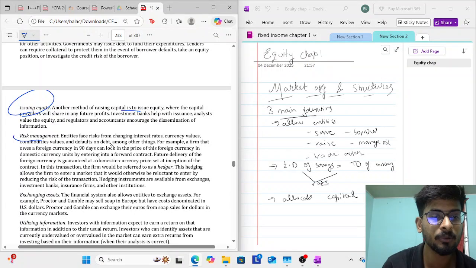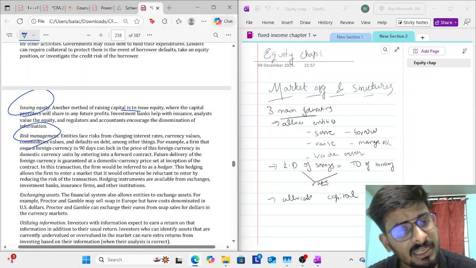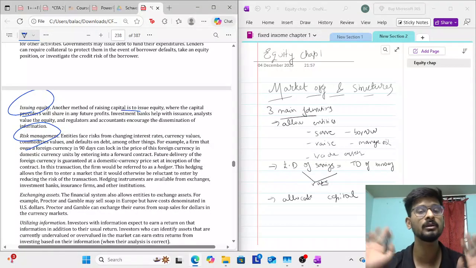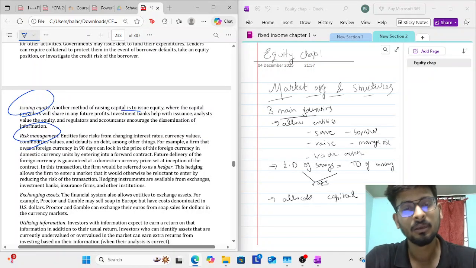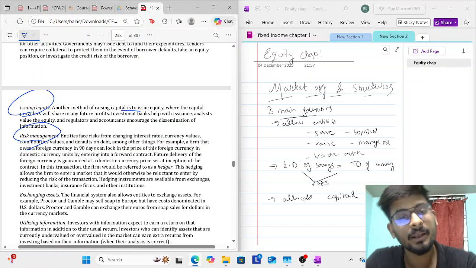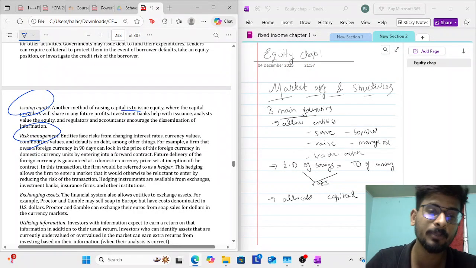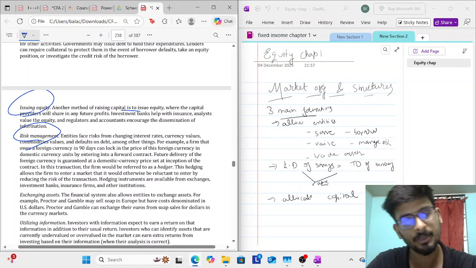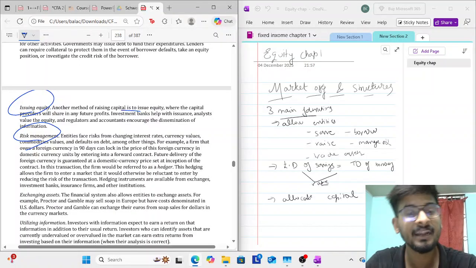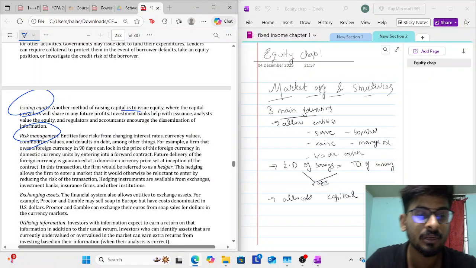So now the other portion is risk management. Entities face risk from changing interest rates, currency value, commodity value, and defaults on debt. Simple. For example, a firm that owes a foreign currency in 90 days can lock in the price of this foreign currency in domestic currency units by entering into a forward contract. So they are talking about hedging. So we are talking about risk management, and hedging is the best instrument we can use to manage our risk. Future delivery of the foreign currency is guaranteed at a domestic currency price set at the inception of the contract.